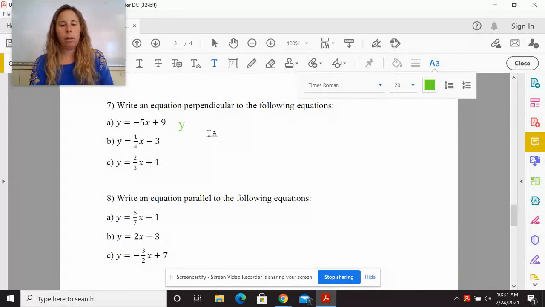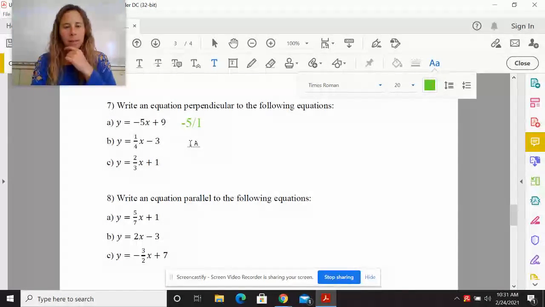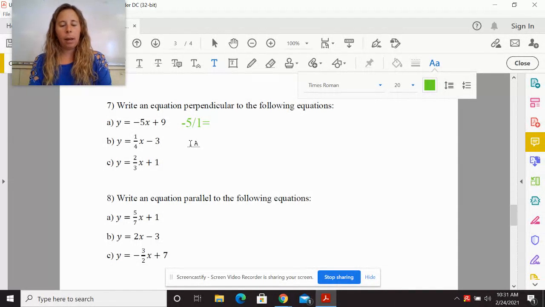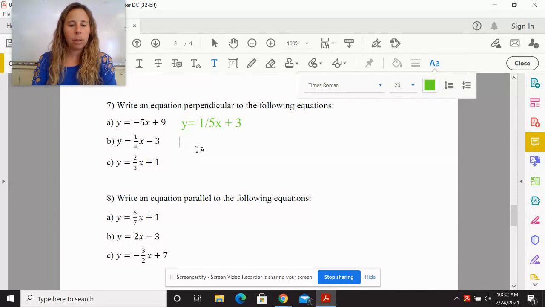So, really, this one is -5. Oh, I don't know why I went down there. This is -5 over 1. So you have to flip and switch that. So that becomes 1 over 5, and it's positive. Okay? So y equals 1 over 5x, and then, I don't know, plus 3. You can choose whatever you want for the y-intercept. Go ahead and try B and C by yourself. Pause me.